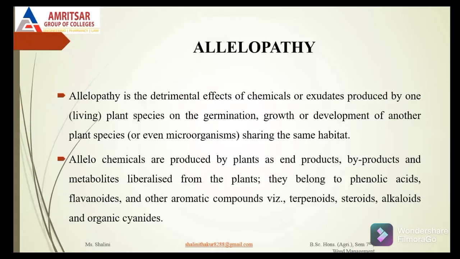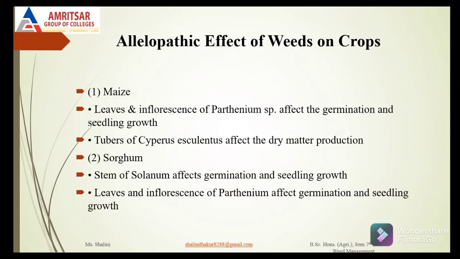They may be terpenoids, steroids, alkaloids. Mostly they belong to phenolic acids, flavonoids, and other aromatic compounds. Now, allelopathic effect of weeds on crops. The first crop is maize. Parthenium hysterophorus harms maize because it shows an allelopathic effect on maize, and majorly it affects the germination and seedling growth of maize. Similarly, in maize, Cyperus esculentus affects dry matter production because it has a tuber underground.